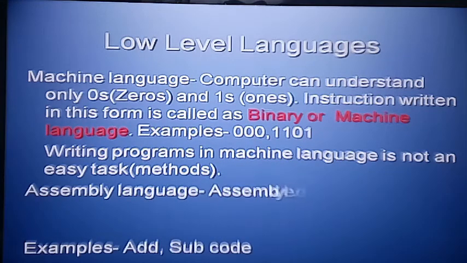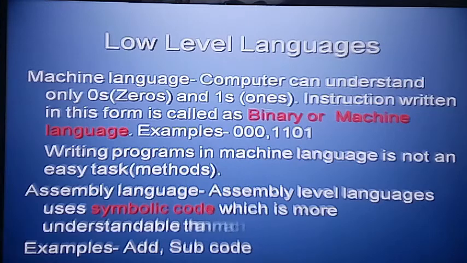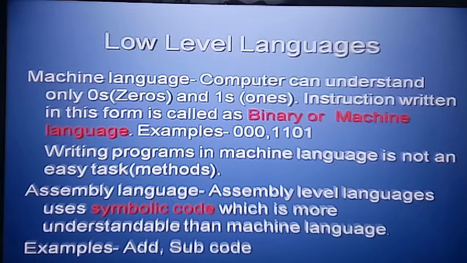After then, assembly language. So low level language is using the symbolic code which is more understandable than machine language. Symbolic code means like a symbol. Okay, so any type of symbol, so the machine or operating system can easily read and understand symbolic code. So this assembly language is also called the low level language. Like example add, sub, this type of code. Okay. After then, high level language.